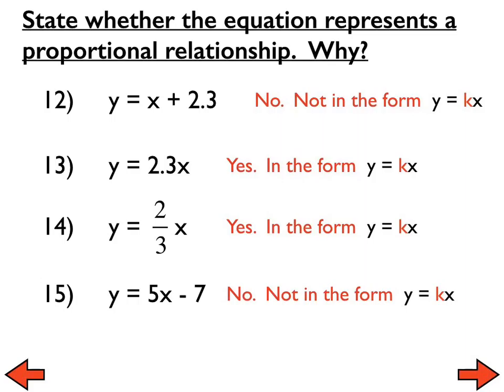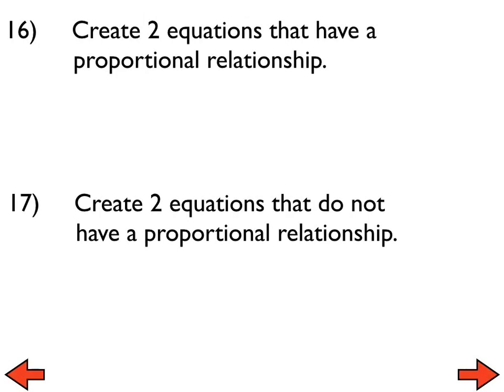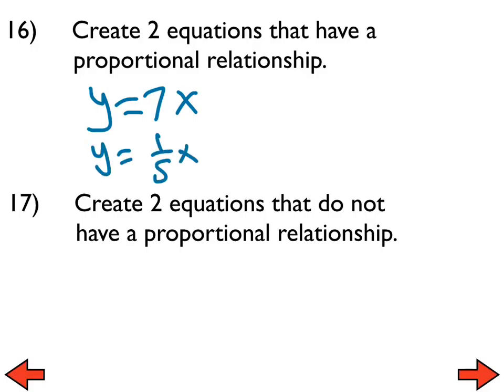All right, and did everyone get this one right? I mean, all these correct? Looks like you did. Very good. Last two, I just wanted some examples. So go ahead and raise your hand and share those. Y equals 7x. That is proportional. What's another one? Y equals 1/5 x. That works as well.